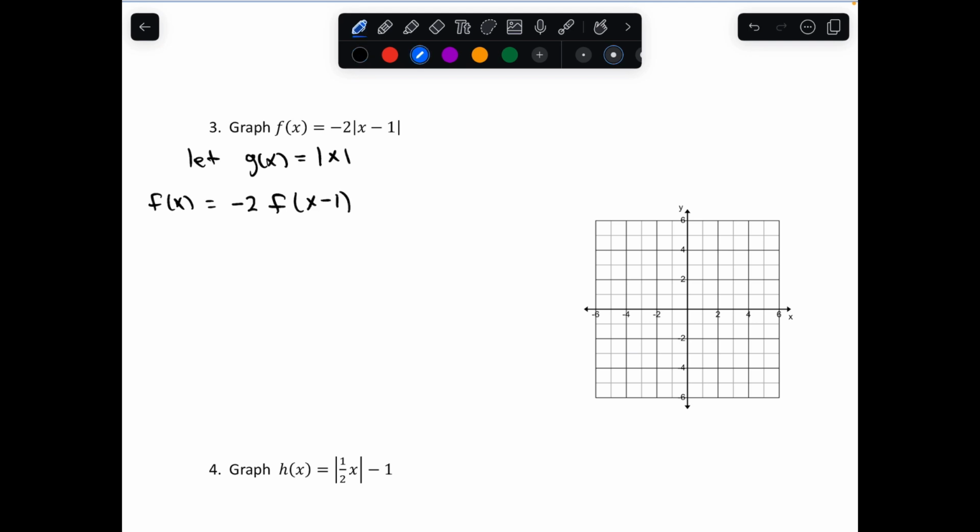So we have 3 things going on here. First off, we have this negative sign. So what is this negative sign saying? It's saying I'm going to take all of my y values and then turn them negative. So I'm going to reflect my graph over the x-axis.